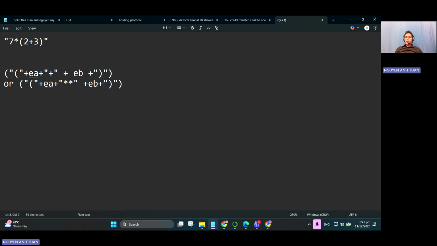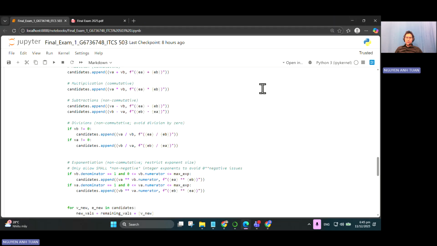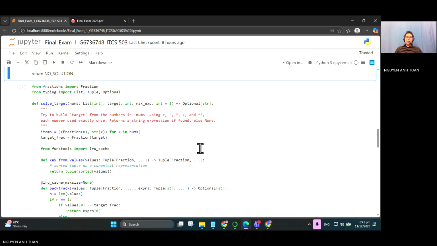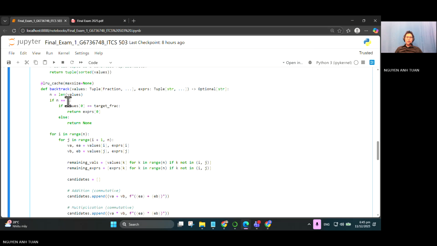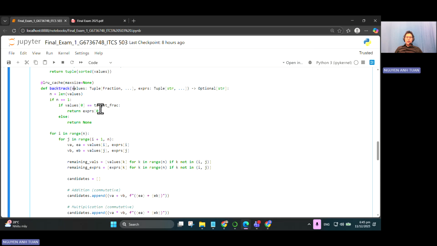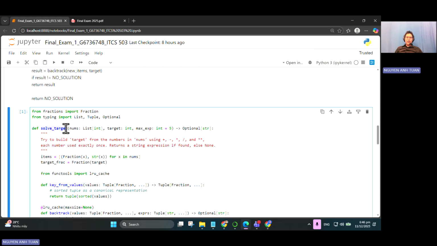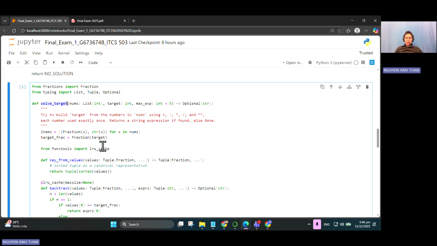For the code structure and sample executions, the notebook has two main code cells. The first defines the solve target and the backtrack function. The solve target function sets up the initial list of value-expression pairs using the original numbers. Then it calls backtrack on those values.